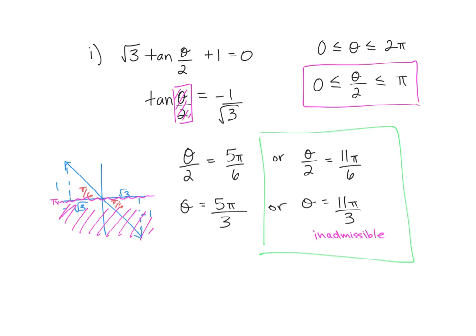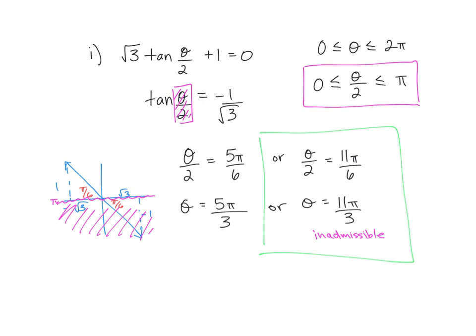And what you should have a problem with is, I'm hoping you'll recall, I'm asking for values between 0 and 2 pi. And when you think about what 11 pi by 3 is, I'm hoping you'll recognize that 11 pi divided by 3 gives us a value that's greater than 2 pi. So this angle here is inadmissible.